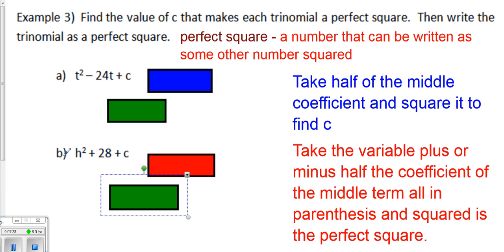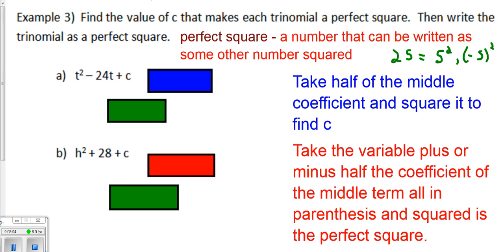Example 3, find the value of c that makes each trinomial a perfect square. Then write the trinomial as a perfect square. Now remember, the term perfect square means a number that can be written as some other number squared. So for example, 25 is a perfect square. Why? Because we can write it as 5 squared. We can also write it as negative 5 squared.